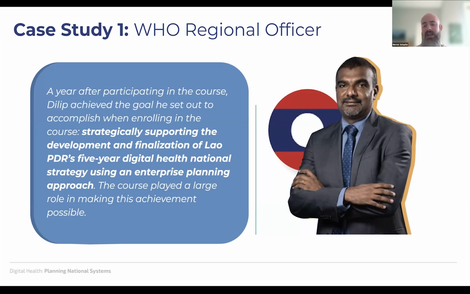And so this is the exact kind of example that we had when we were doing these case studies of what does it mean to use the work, or what did you actually do with it? And so this was a really strong example of how the course was directly applicable and then utilized to develop an entire nation state's digital health plan.